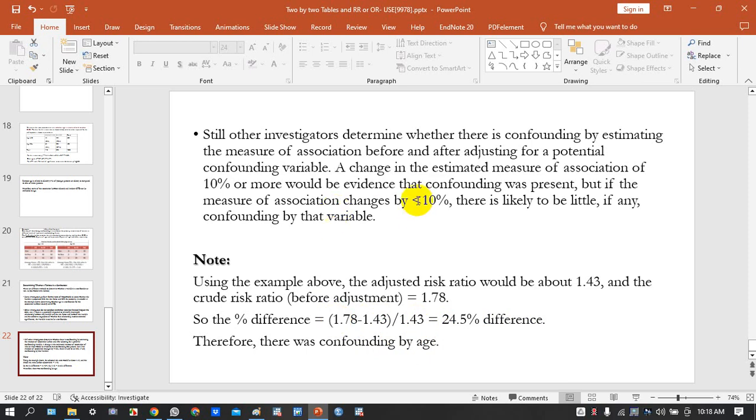Because it is greater than 10%, there is confounding. But if the result was less than 10%, I would have said that there is no confounding. But because the difference between the crude odds ratio and the adjusted odds ratio was greater than 10%, it gives us a confounding influence. So age was unequally associated with the risk factor and the outcome.